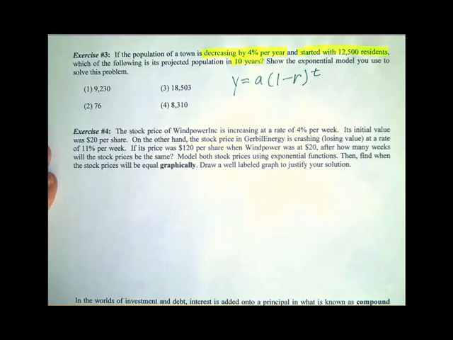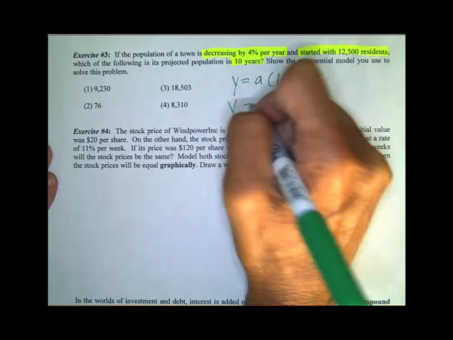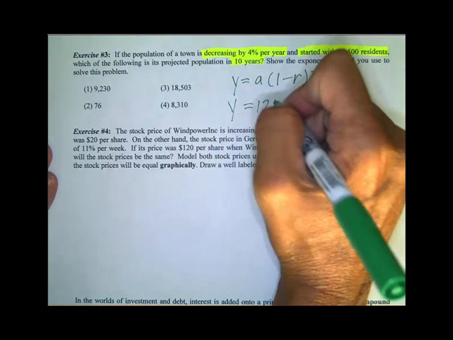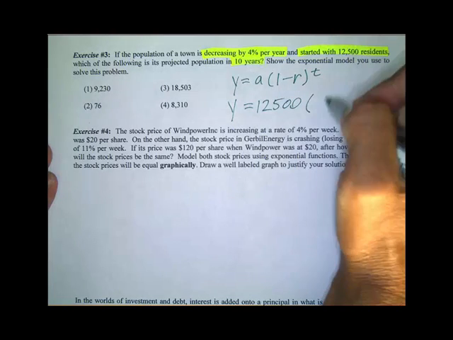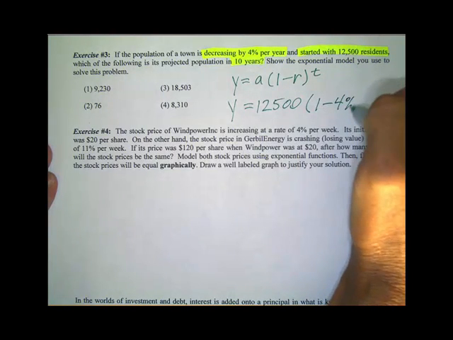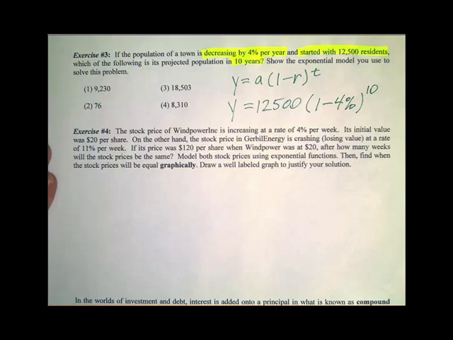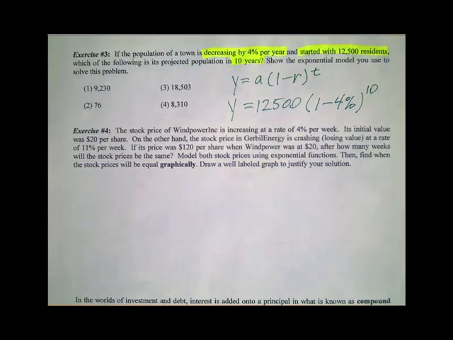So we're looking for our end population. Our start population started with 12,500, times 1 minus 4% to the 10 years. So that wasn't terrible. So pause the video, find your answer.